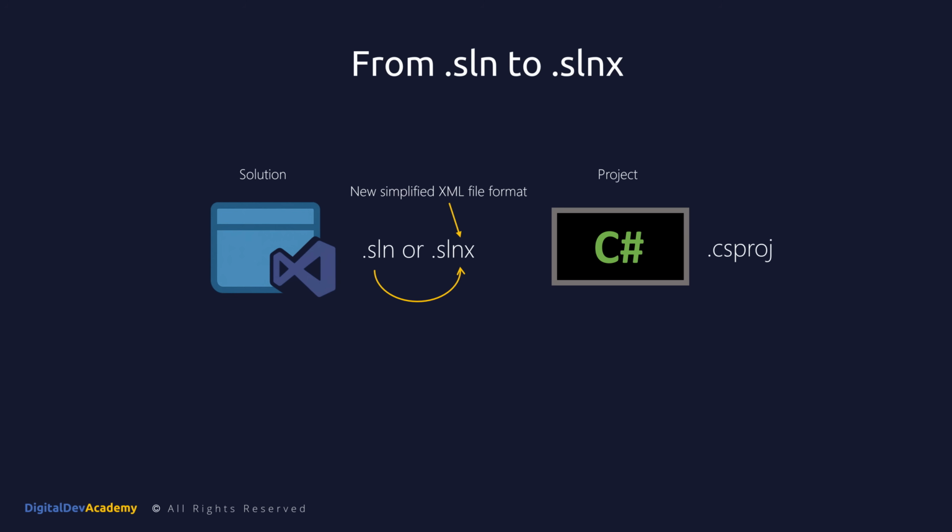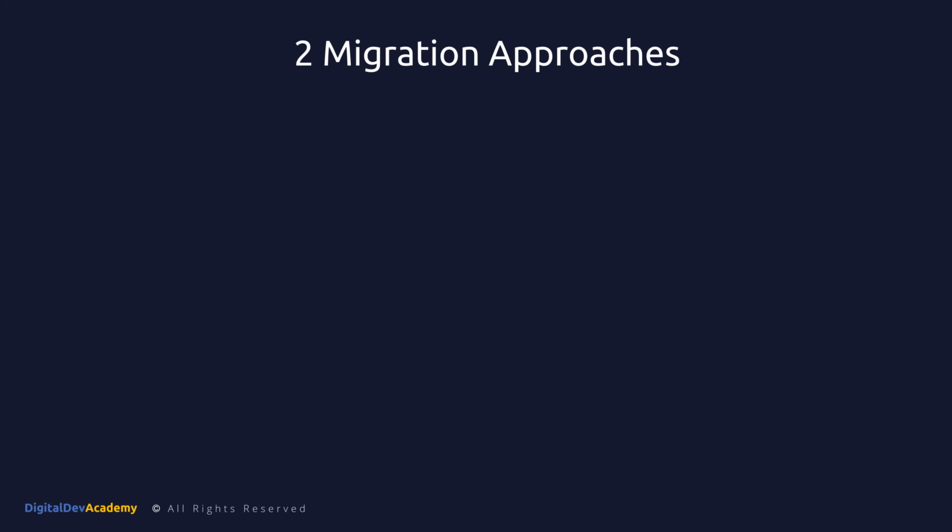Just to be clear, the project file extension stays the same, .csproj. And as you may already know, project files have been using XML since the early days of .NET. So with .slnx, both solution and project files now share a consistent XML structure, which is a nice win for the ecosystem overall. There are two ways to migrate your existing .sln file to the newer .slnx format.